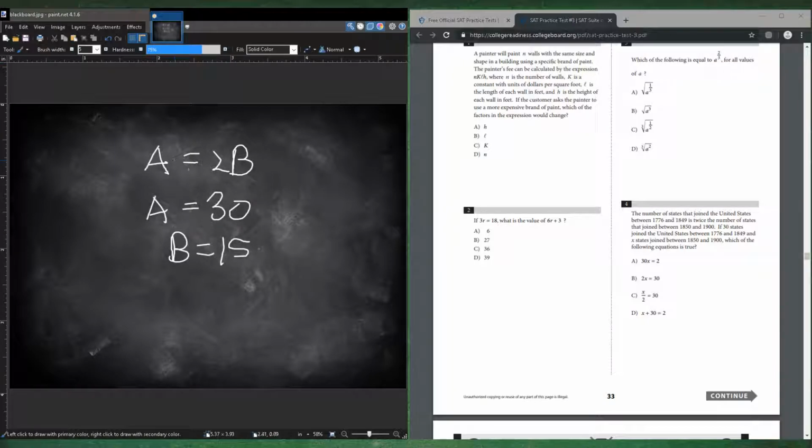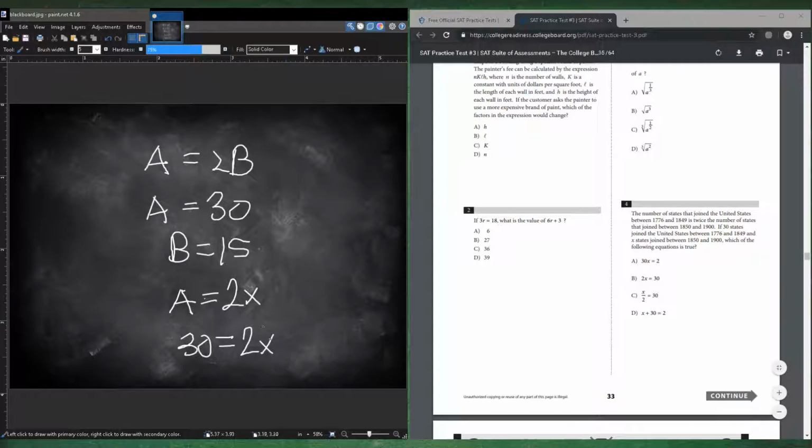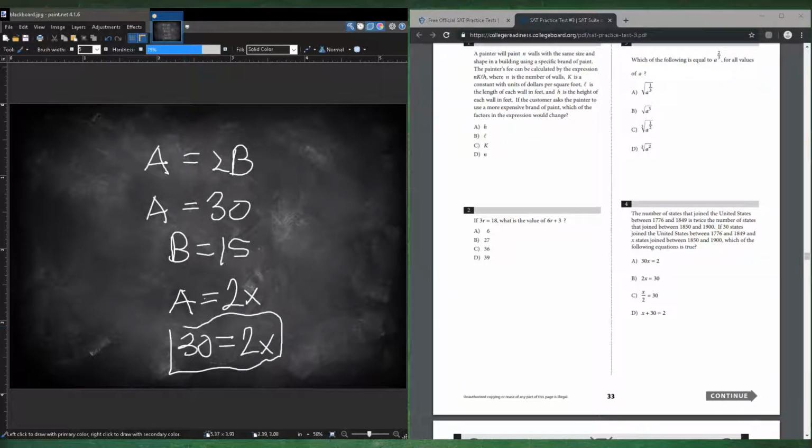Oh wait, X states join between 1850 and 1900. Sorry, they already used a variable. So their variable in the equation would be X, which is equal to B. So A equals 2X. A is already 30, so 30 equals 2X. So answer A would be correct, because 2X is equal to 30, which is the same thing as what I wrote in here. So the answer is B.